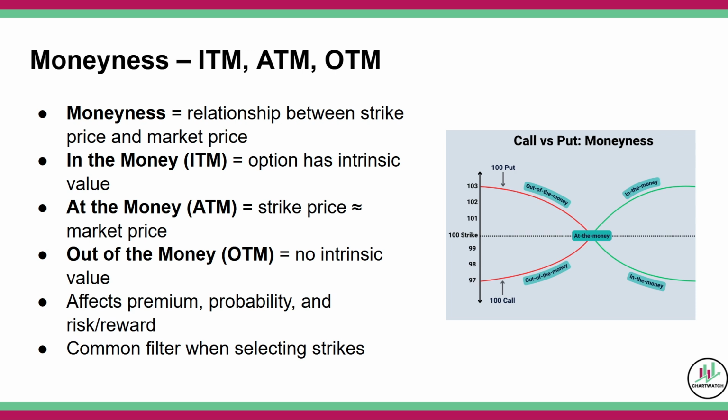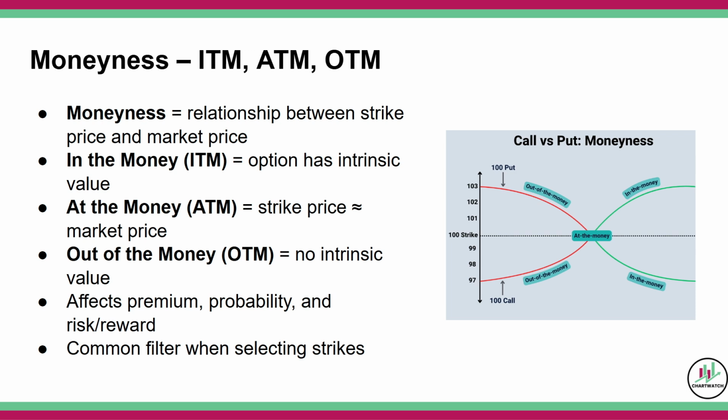Last but not least, we have out of the money, OTM. An option is out of the money when it has no intrinsic value at all. A call is OTM if the strike is above market price, and a put is OTM if the strike is below market price. These options are the cheapest, but also the riskiest because you're hoping that the price would either go up a lot or down a lot to get into the money.